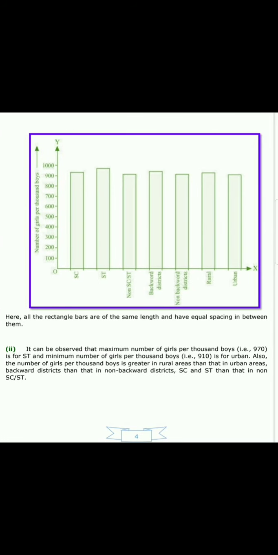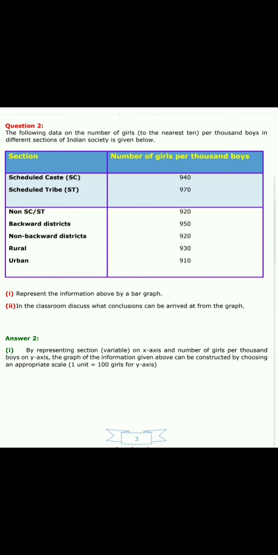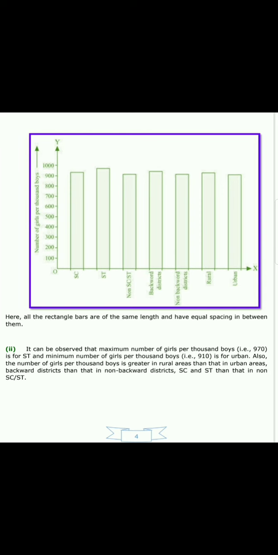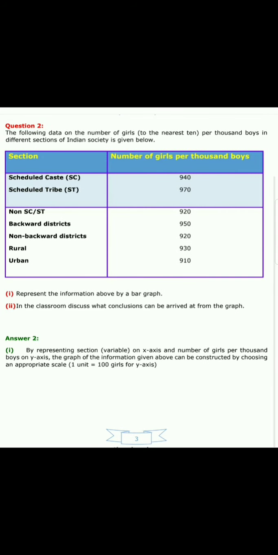So we have represented the variables on the x-axis. The variables are SC, ST, non-SC/ST. Like sections we have represented on the x-axis, and we have represented the number of girls per thousand boys on the y-axis. One unit represents 100 girls on the y-axis.